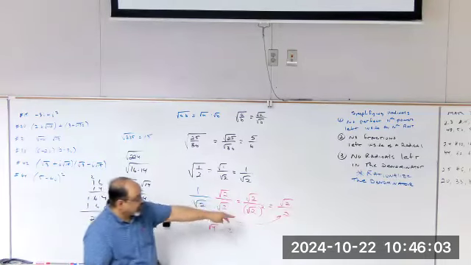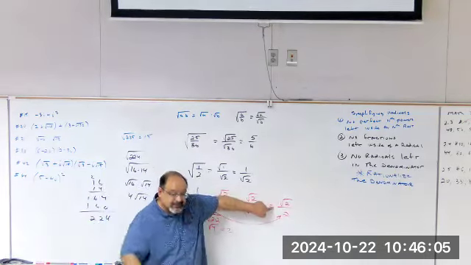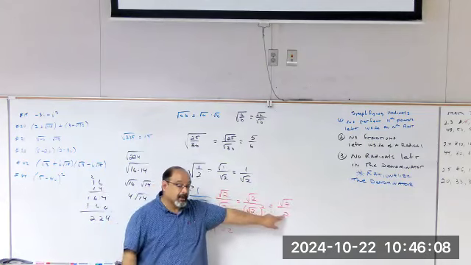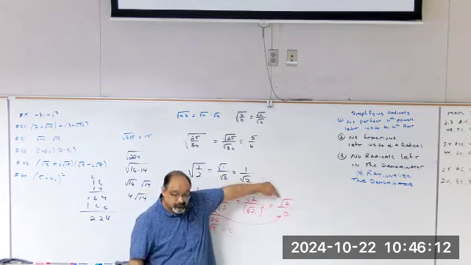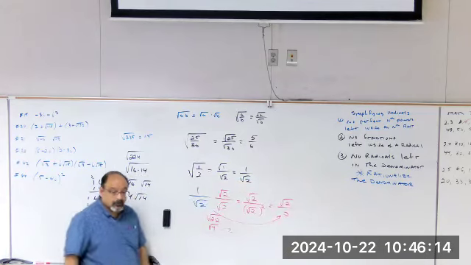But now we're perfectly fine. I don't have a fraction inside of a radical, and I don't have a radical down in the denominator. And inside that square root of 2, that's simplified. That's the rule of thumb.